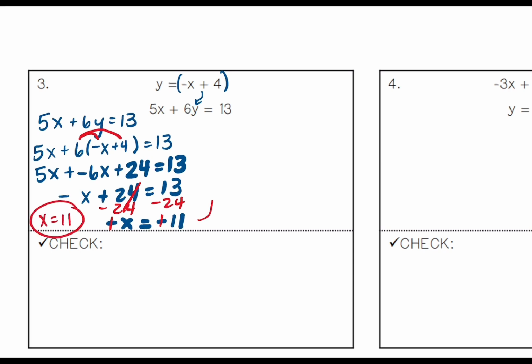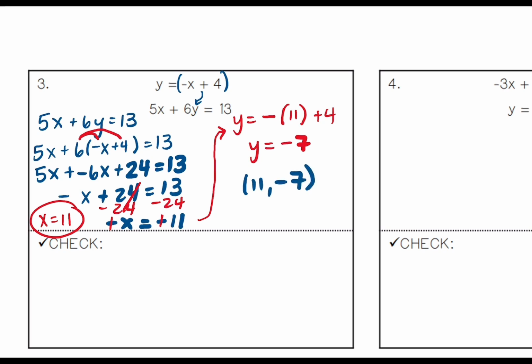Now when I put that value into one of my equations, maybe I'll do the first one this time. Y equals negative x, right? So I'm plugging in 11. So positive 11, y equals negative x. So negative 11 plus 4 would be y equals negative 7. I almost wrote 6. I'm losing it today. So my final answer would be 11 comma negative 7, and you can check it by plugging in x equals 11 and y equals negative 7 back into both of my equations.